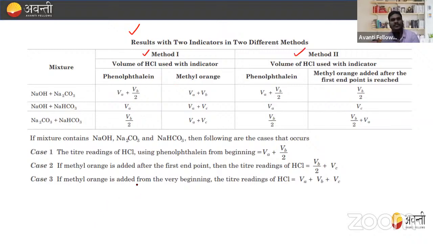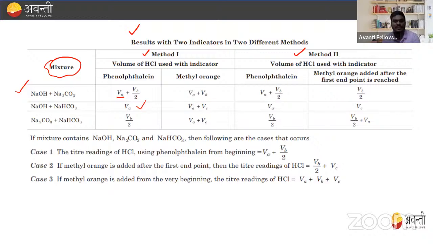So let's see method number 1 first. In this we use a mixture of NaOH plus Na2CO3. Phenolphthalein gives the volume Va plus Vb by 2. Now when you use a mixture of NaOH and NaHCO3, then it is always equal to only Vb. Na2CO3 gives Vb by 2 only, right? So this is for phenolphthalein, when the volume of HCl is used with it as an indicator, right? So this is for phenolphthalein.